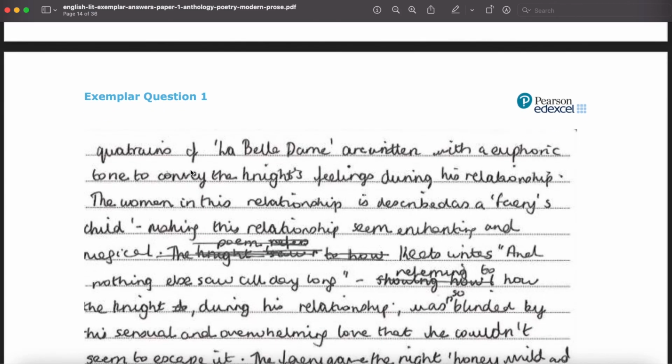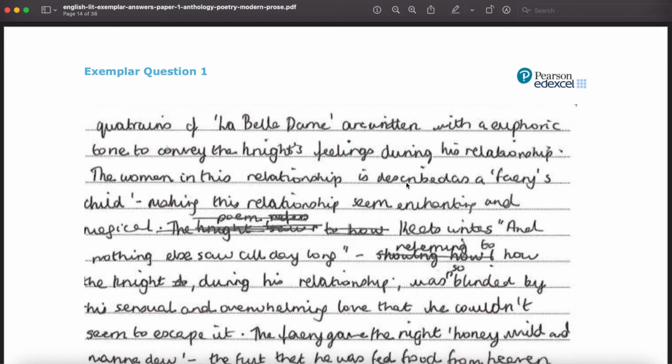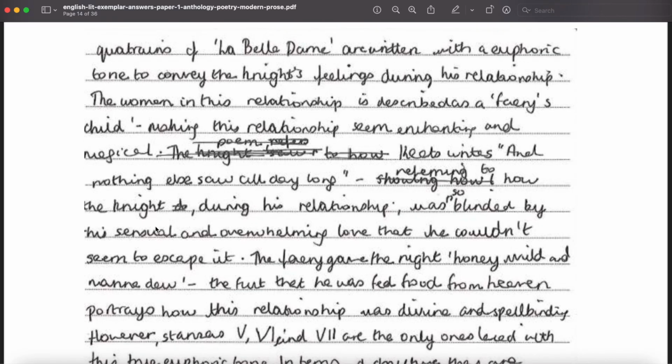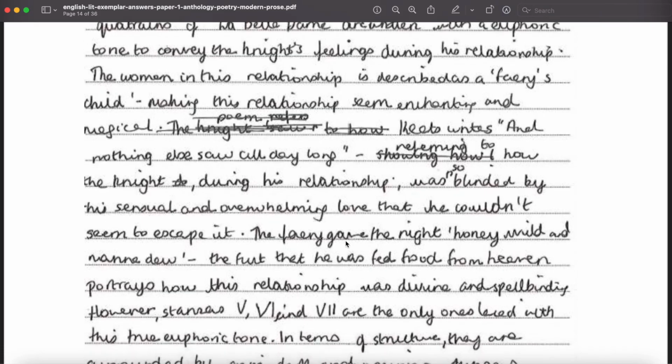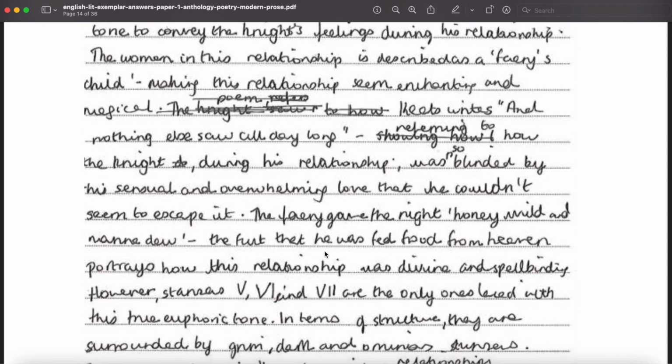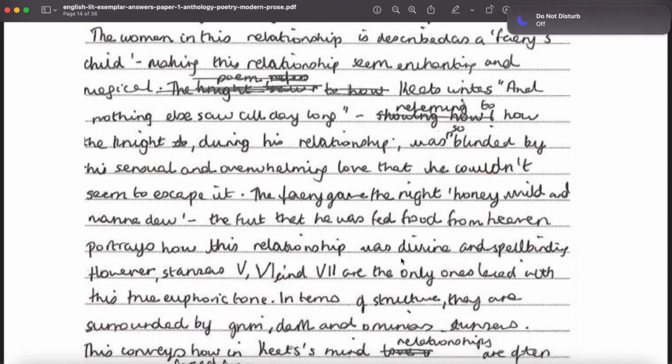Okay. Now, the student is trying to make a point here, so let's read on. The woman in this relationship is described as a fairy's child, making this relationship seem enchanting and magical. Keats writes, "and nothing else saw all day long," referring to how the knight during his relationship was so blinded by this sensual and overwhelming love that he couldn't seem to escape it. The fairy gave the knight honey, wild, and manna dew. The fruit that he was fed from heaven portrays how this relationship was divine and spellbinding.